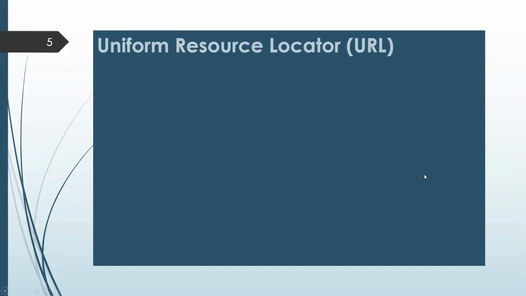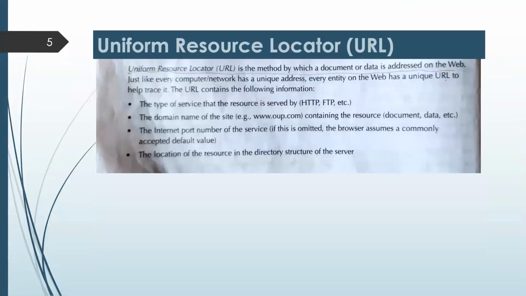The full form is uniform resource locator, and the short form is URL. Uniform resource locator, or in short URL, is the method by which a document or data is addressed on the web. Just like every computer network has a unique address, every entity on the web has a unique URL to help trace it.